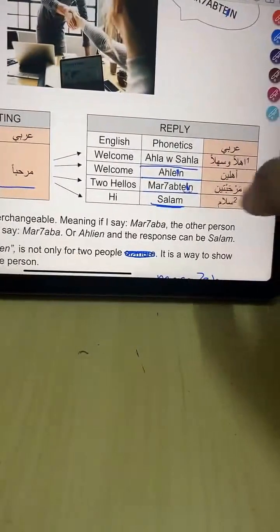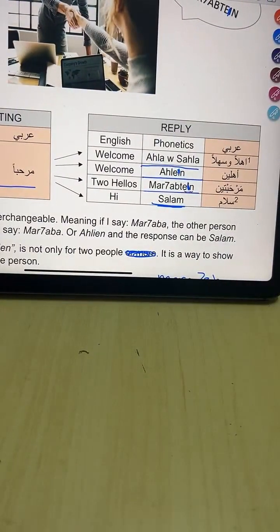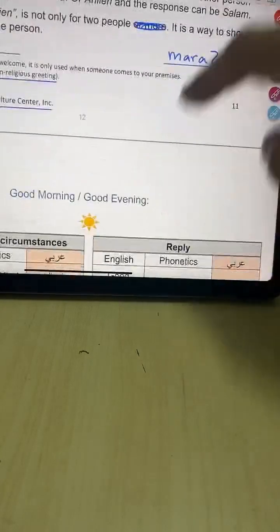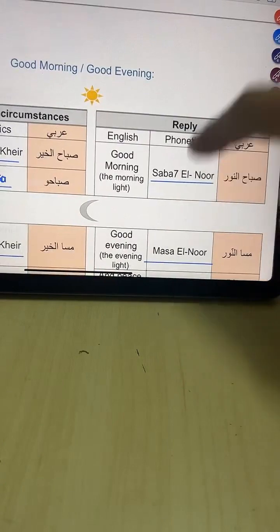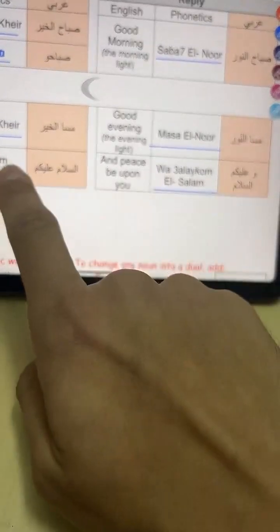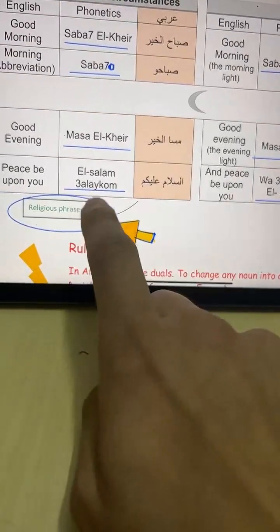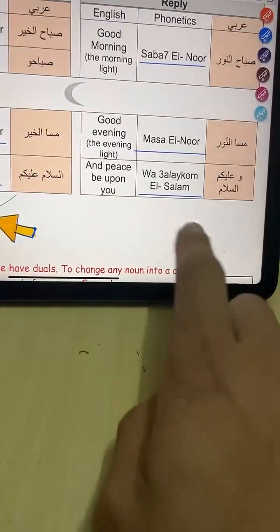The next one is salam. Salam, we don't really use it. In Lebanon, we would say salam, actually, but we don't really use it. And it's not very religious. But then, as my friend Gio has said, we have this one: Assalamu alaikum. And wa alaikum assalam.